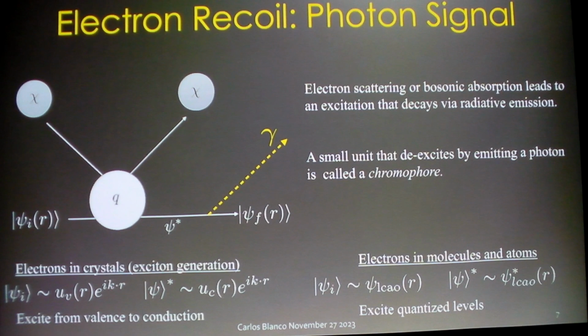Okay, so now let's start with the easiest possible thing that you can go after, which is looking for dark matter using some electronic transition. So here, your dark matter is going to recoil off an electron, it's going to drive a transition, and you're going to look for the de-excitation. One de-excitation signal that you might look for is a photon, and there, the kinds of systems that you're looking for are called chromophores. They're small fundamental units that de-excite by emitting photons.